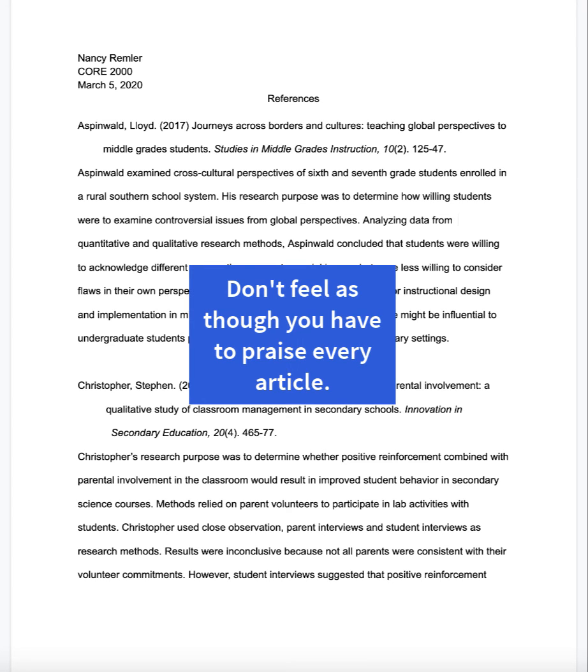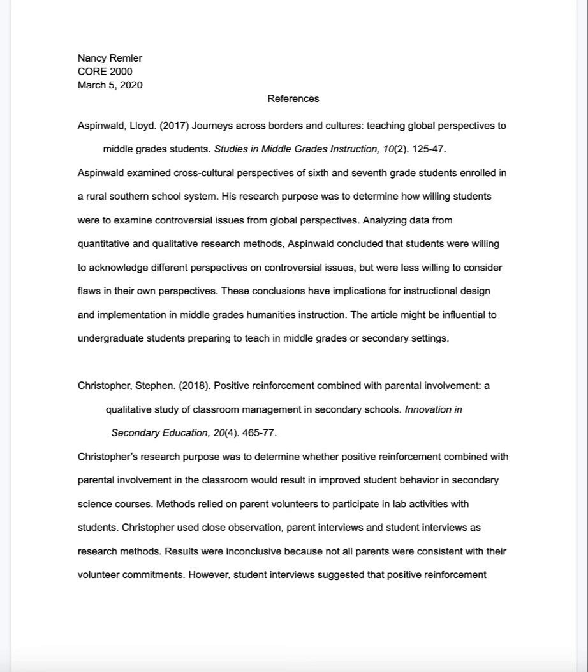The reflection does not have to be praise of the article. It doesn't have to explain how the article might be useful to you, although you may write that if you would like. If you think that the article is not useful to you, or if you have some critical thinking that you'd like to apply to that article, that would be fine as well.